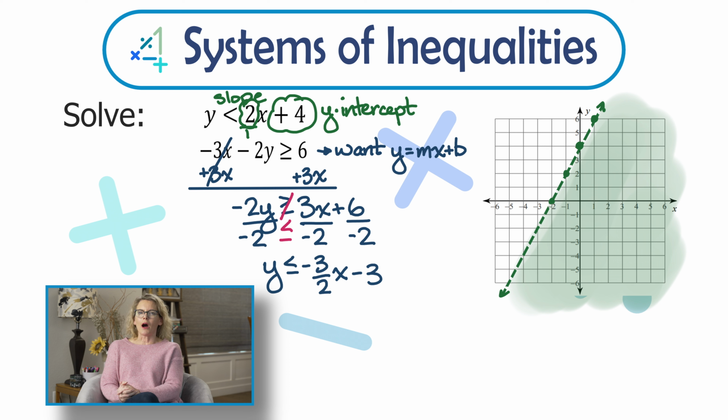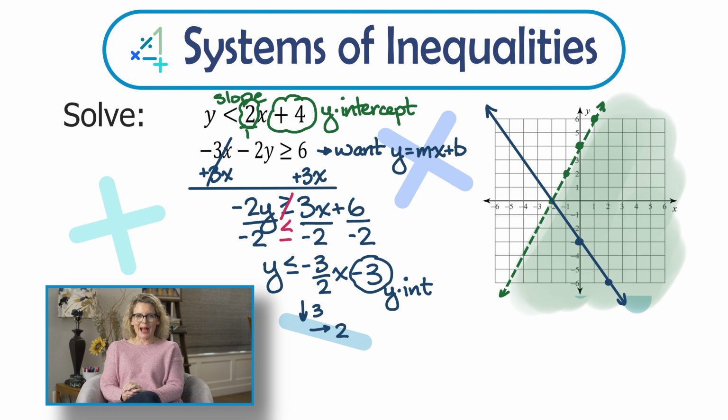We graph it on the same set of axes. Negative 3 is the y-intercept, then go down 3 and over 2. If you run out of room, you may instead go up 3 and backwards 2. Just be sure that if you have a negative slope that your line goes down. It is a solid line because it can equal it. Next, we shade. The y's are less than the line, so once again we shade underneath.